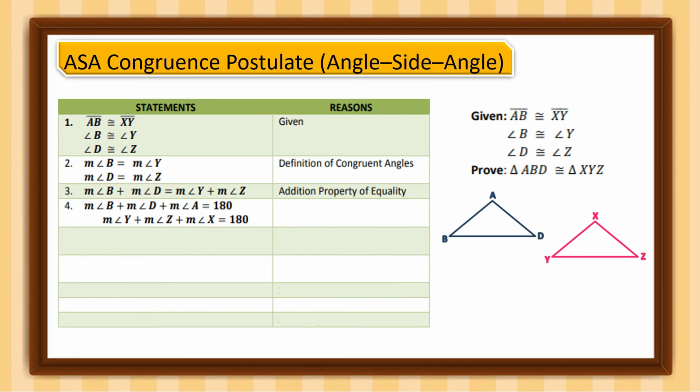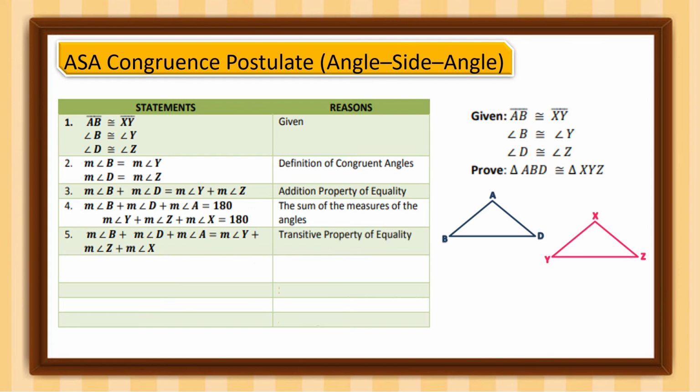Next is the measure of angle B plus the measure of angle D plus the measure of angle A is equal to 180 degrees, and also the measure of angle Y plus the measure of angle Z plus the measure of angle X is also equal to 180. And the reason is the sum of the measures of the angles. Next is the measure of angle B plus the measure of angle D plus the measure of angle A is equal to the measure of angle Y plus the measure of angle Z plus the measure of angle X. And it is the transitive property of equality.